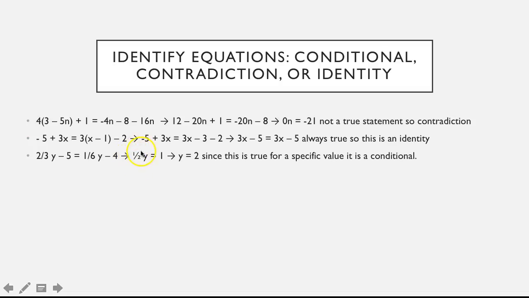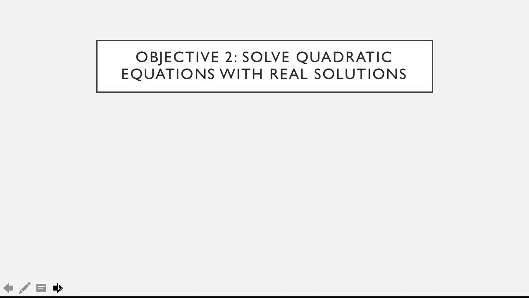And then when you're dividing by a fraction, you actually multiply by the reciprocal, which is 2 over 1. So that's going to get you 4. Since this is true for a specific value, it is just a conditional statement.